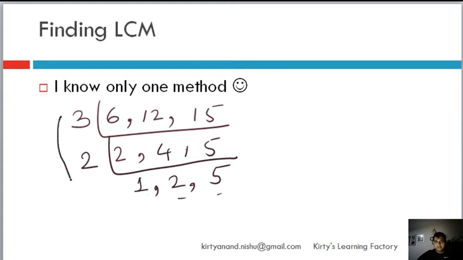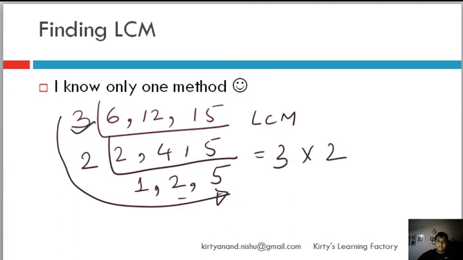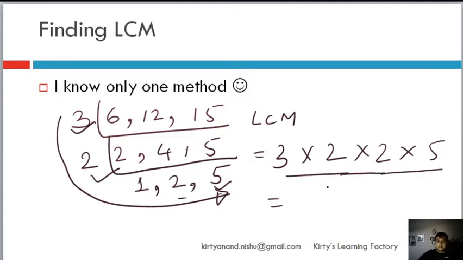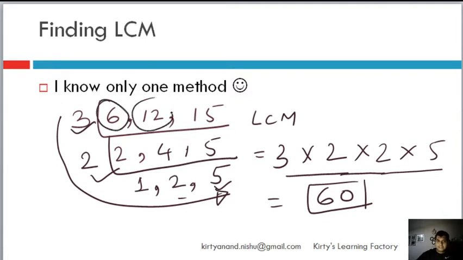Now whatever numbers we find here, we will simply multiply all of them. So 3 into 2, so this 3, then this 2, 1 we don't need to multiply, but this 2 will come in, and then this 5 will come in. So it is 6 into 2, 12 into 5, 60. So 60 is the LCM, and LCM is basically the smallest number which is a multiple of all the numbers that we are finding LCM of.